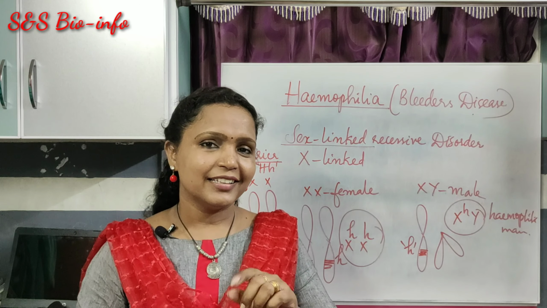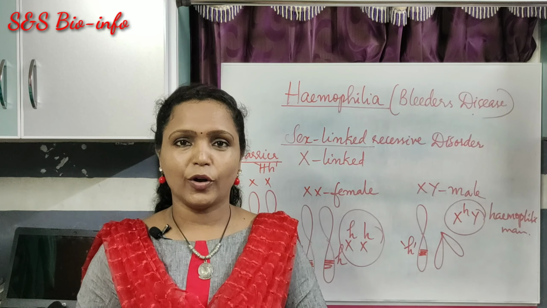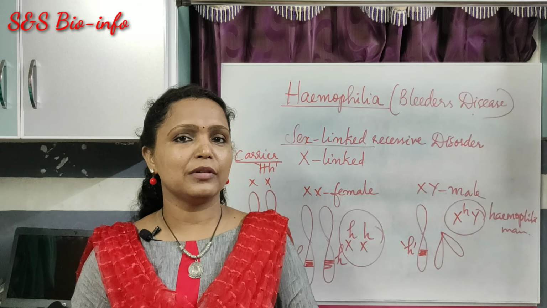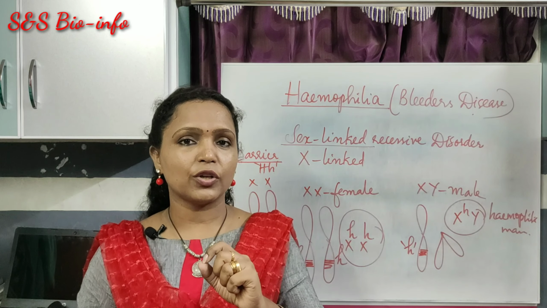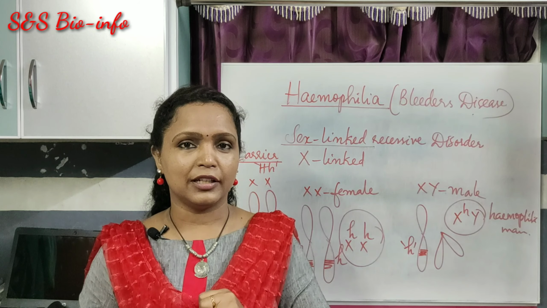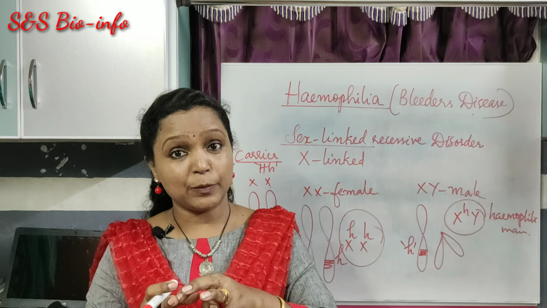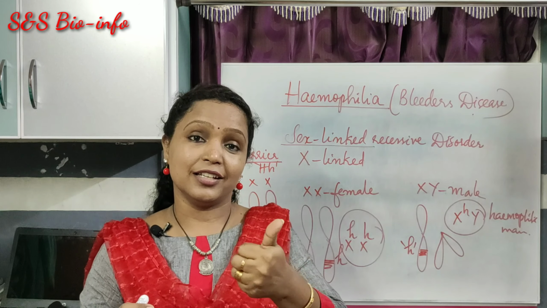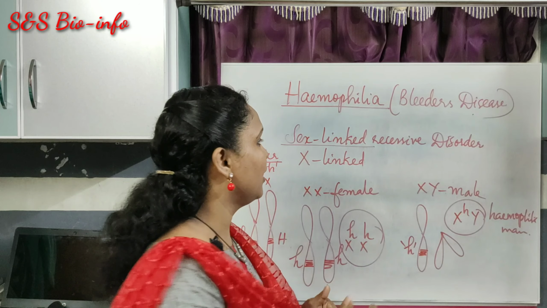Got it? This disease is also known as a royal disease, as it was also observed in the royal families in Europe. Queen Victoria was the carrier in the royal family, who would transmit the recessive allele to her descendants, so this disease is also known as a royal disease.